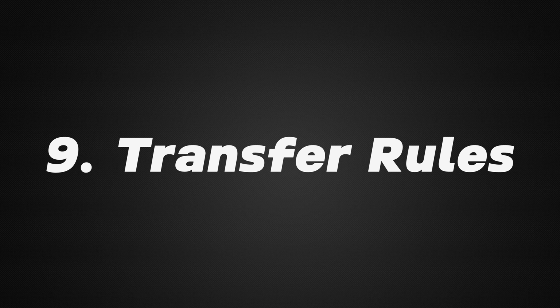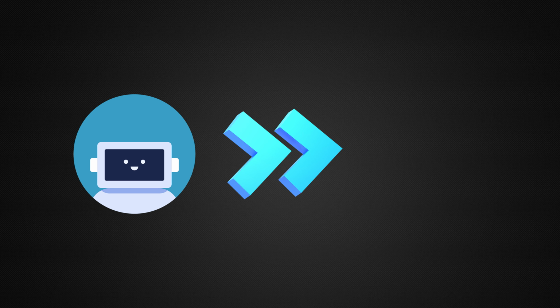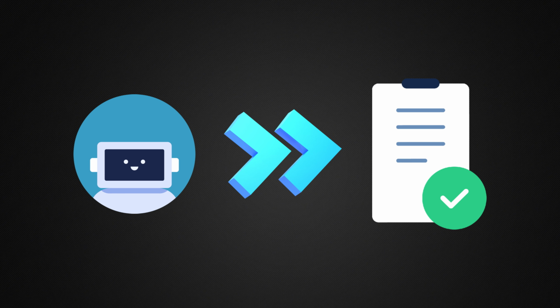Number 9 is transfer rules. You're just telling the agent when, how, and what to say before transferring the call to a human. Number 10 is verification. This is when you want the agent to confirm the details before officially booking the appointment. You'll be telling the agent what to repeat back, how to verify info, and how the confirmation process goes.